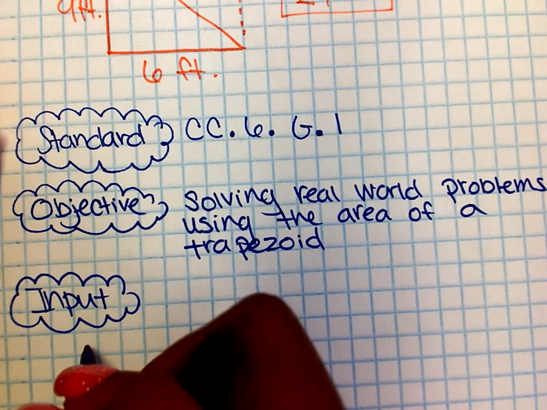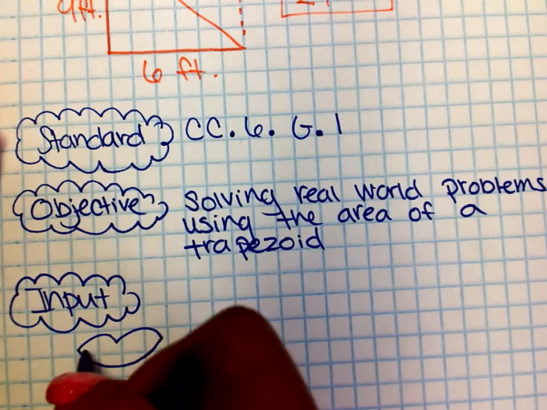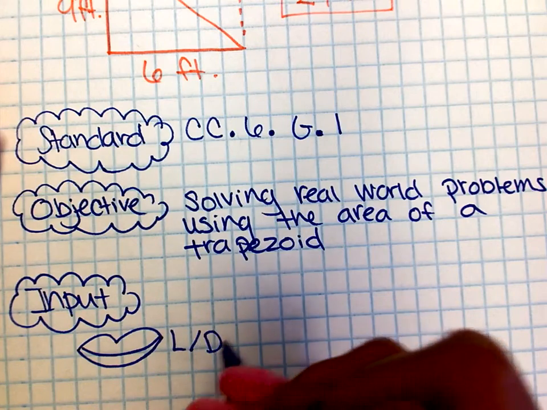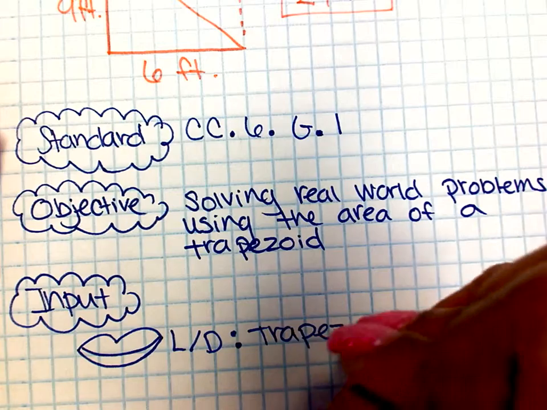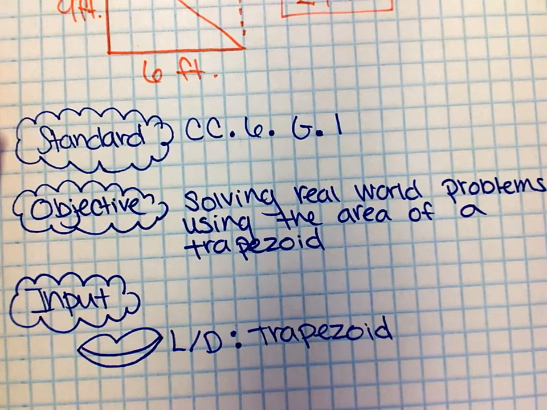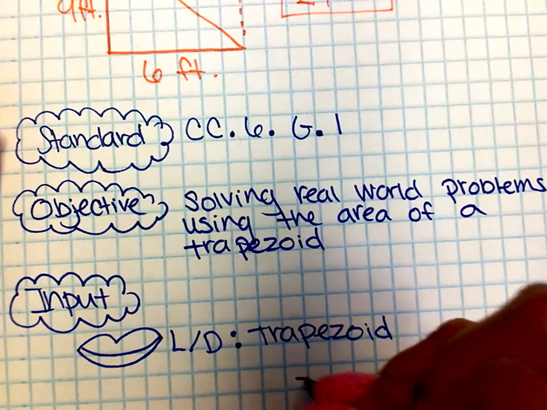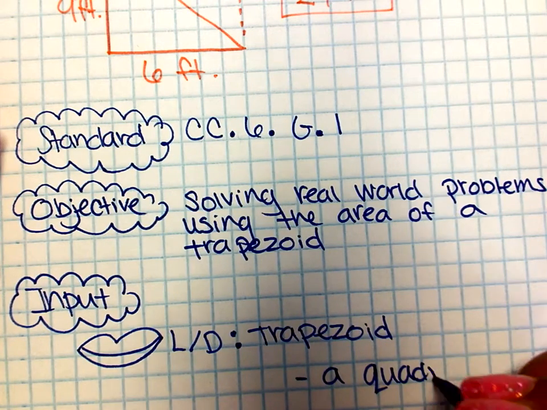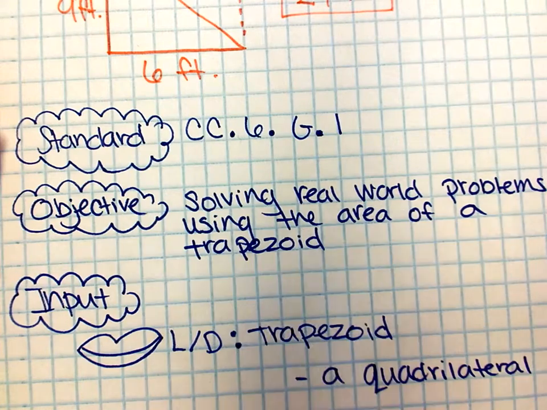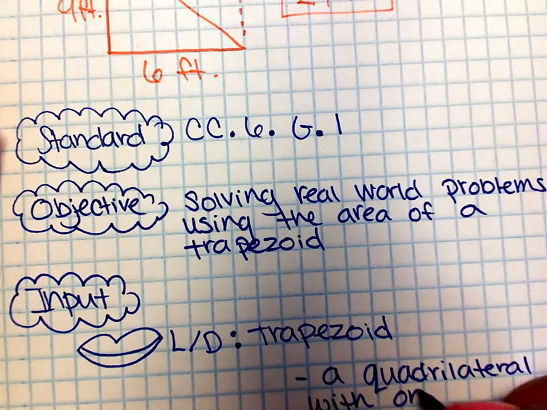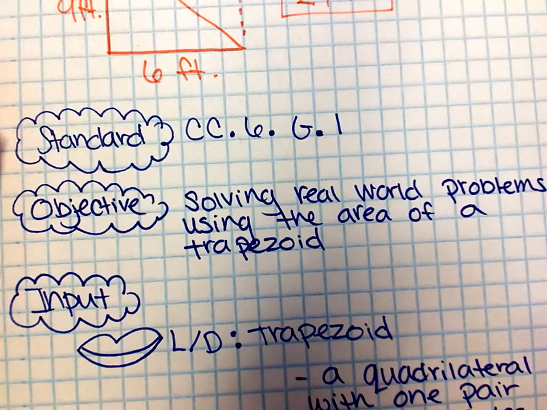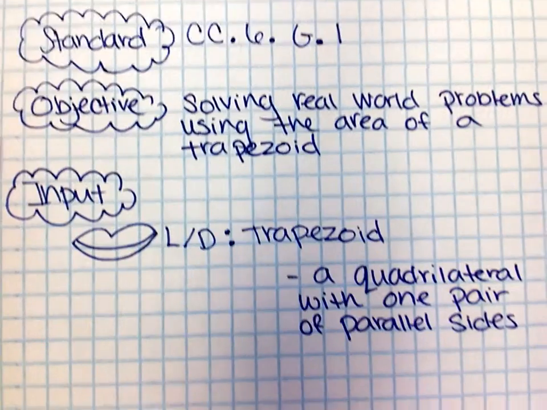You have a language of the discipline word. So I'm drawing my icon of my lips, L/D for the language of the discipline. My word is trapezoid. Trapezoid is a quadrilateral, quad means four, so four-sided figure, quadrilateral with one pair, only one pair, parallel sides. So it only has one pair of parallel sides.